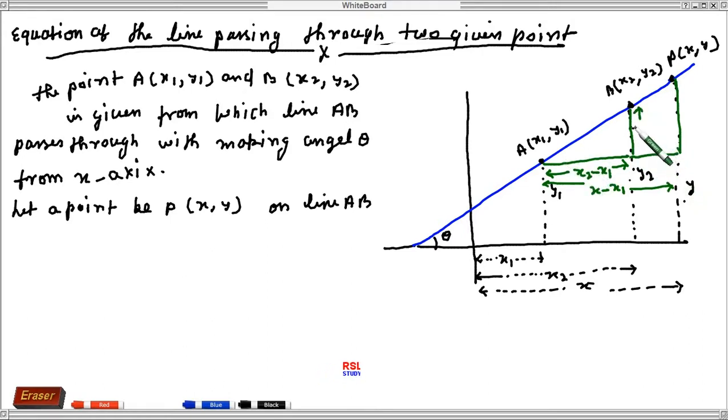Similarly, this must be y2 minus y1, as this distance is y2 and this is y1. From A down, this is y1, so this must also be y1, because this and this are parallel as well as equal to each other. So subtract y1 from y2, and y2 minus y1 will give this distance.